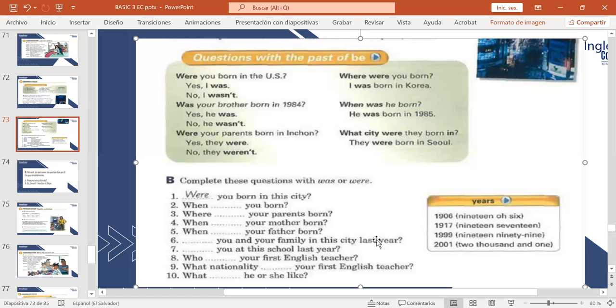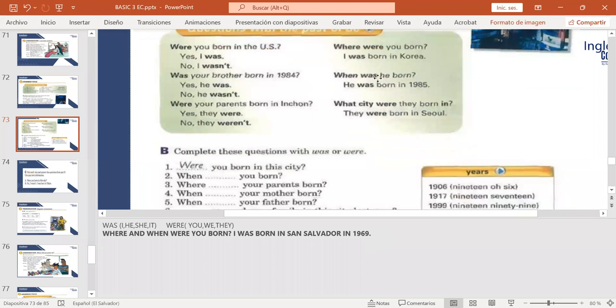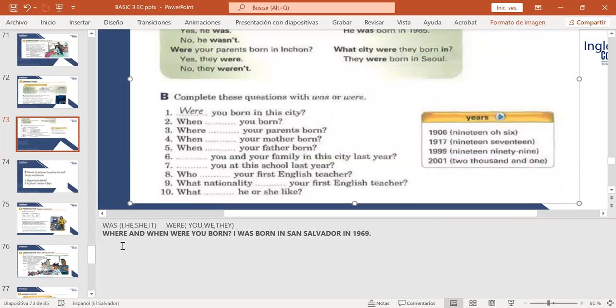2, 3, 4, 5, 6, 7, 8, 9, 10. Okay, I'm gonna read and we have, when were you born? That's number 2. Check your answer, please. Number 2 is where.